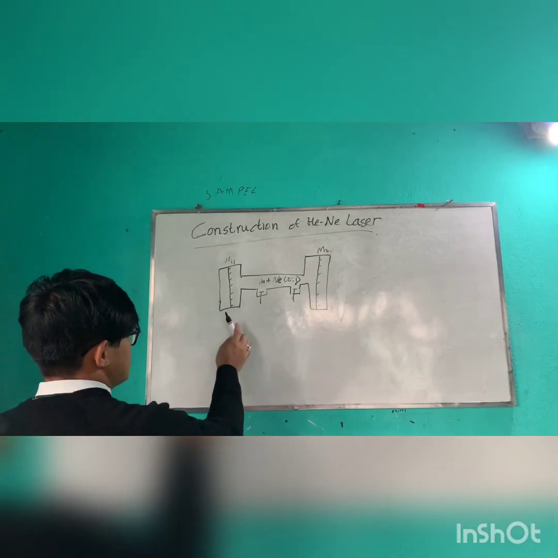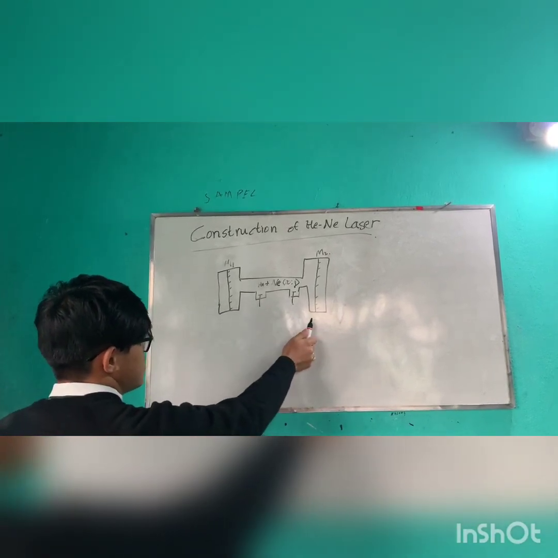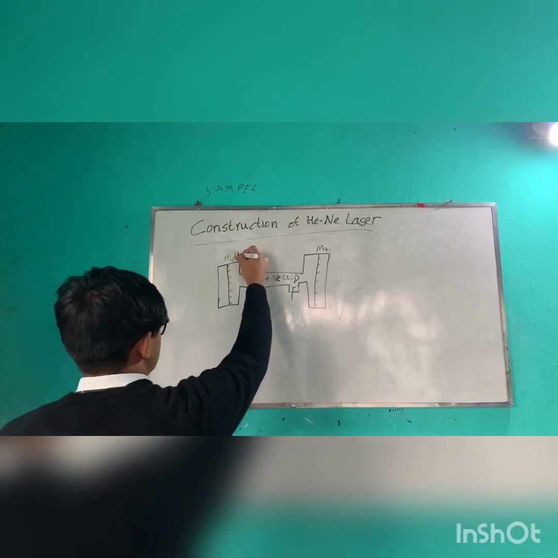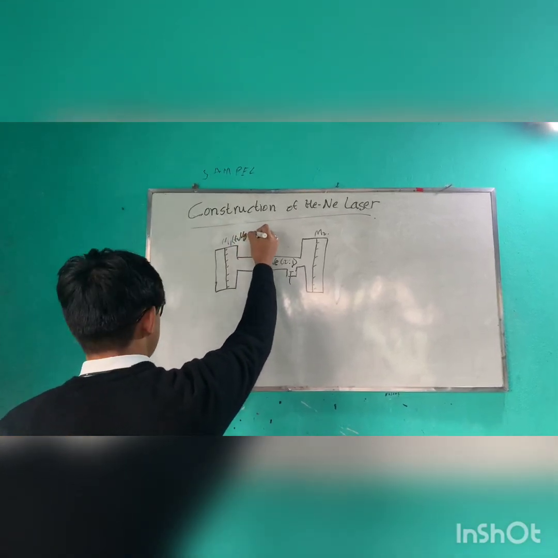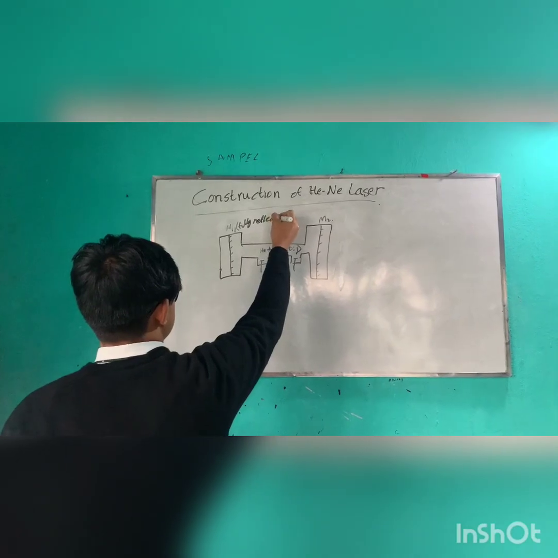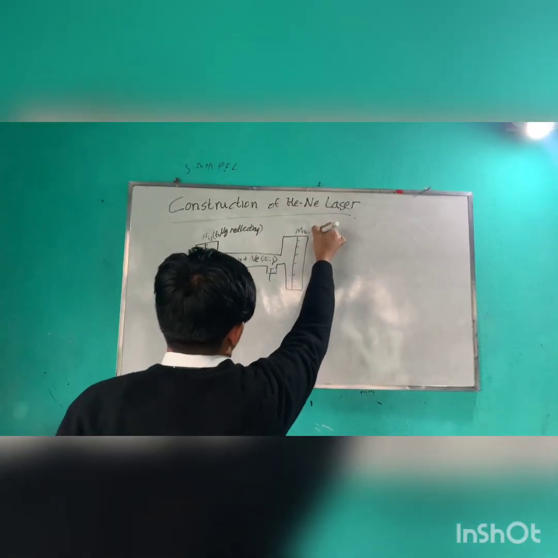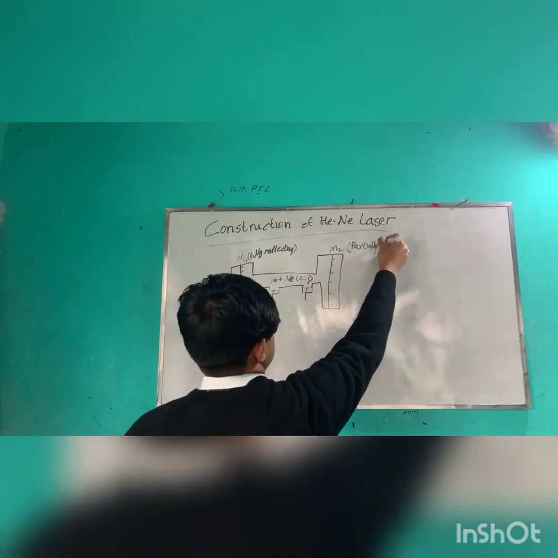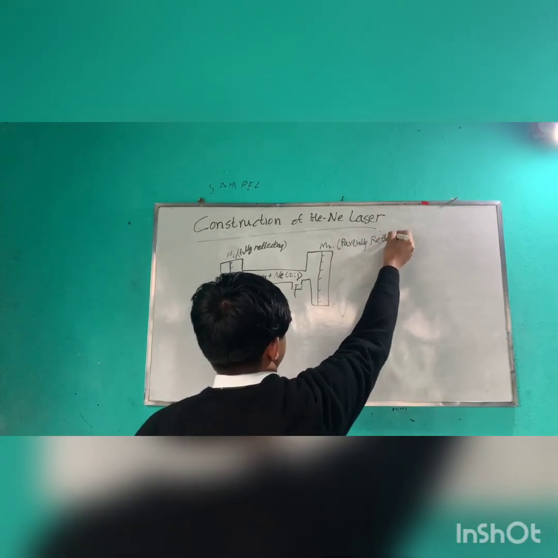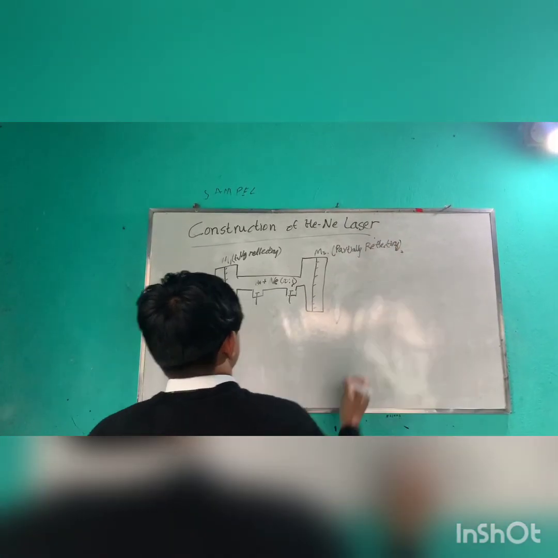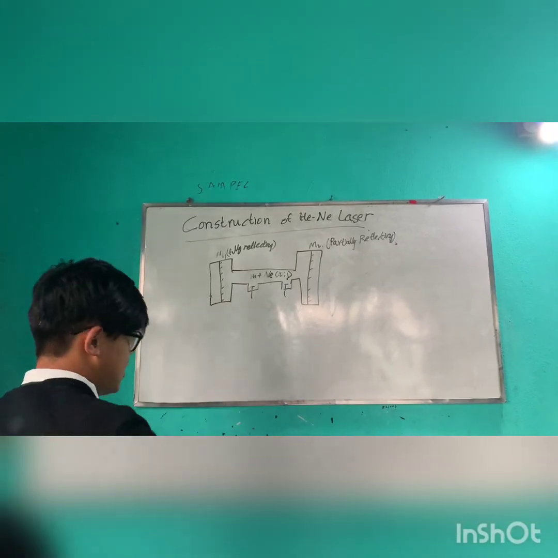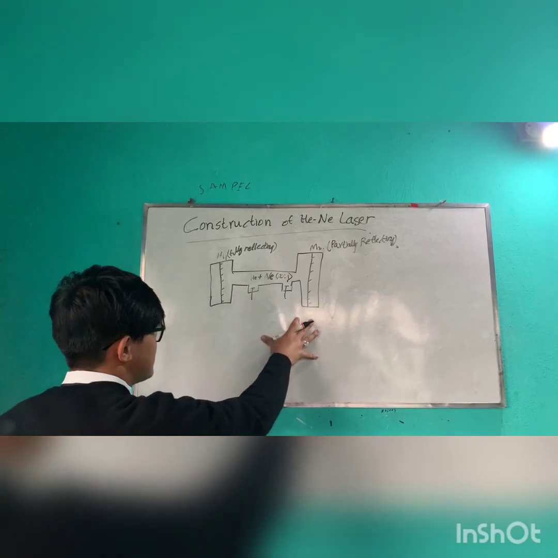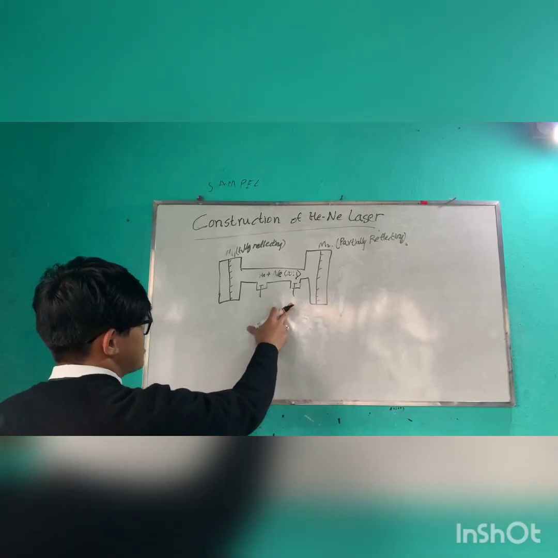And these are the mirrors, mirror 1 and mirror 2. Mirror 1 is fully reflecting, whereas mirror 2 is partially reflecting. The purpose of these mirrors is that they produce a resonating cavity. And these are the electrodes.